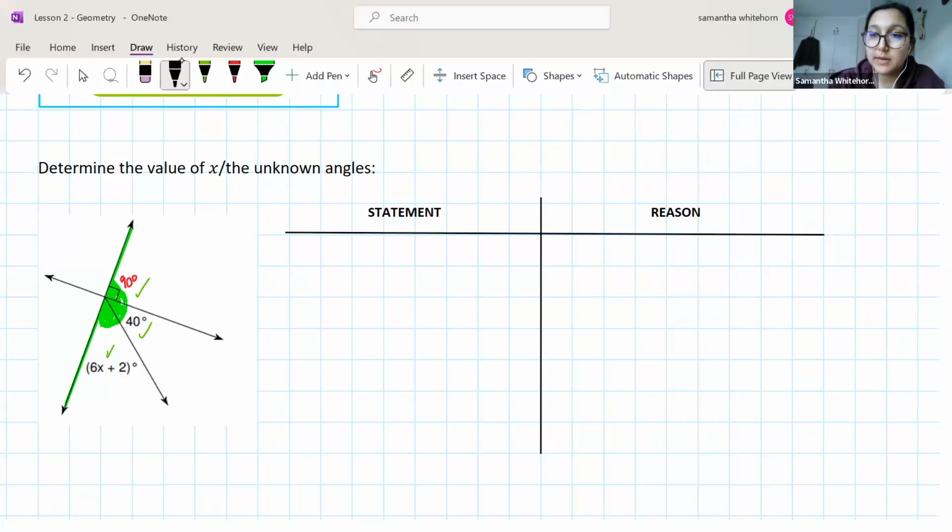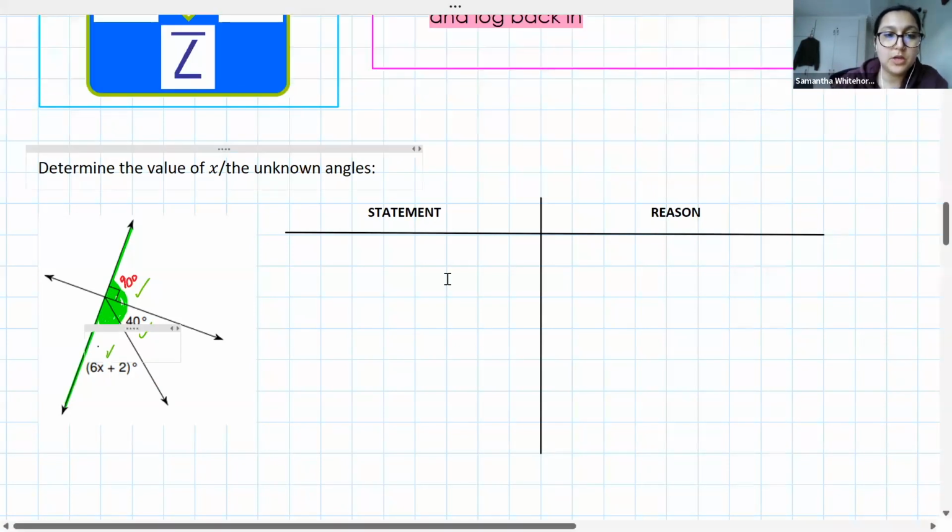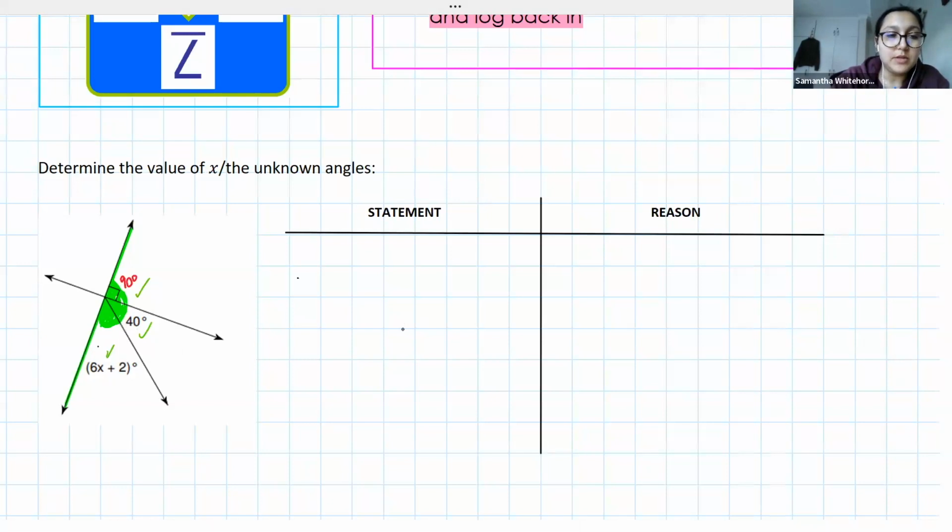And so through looking at my diagram, looking at what information I have, I know what reason I'm going to use. Remember, we make our statement, so 6x plus 2 degrees plus 40 plus 90 must equal 180 degrees. And then I always give my reason. So here my reason is angles on a straight line.